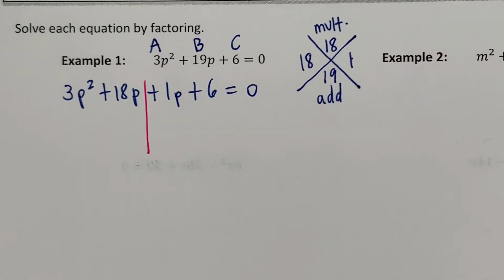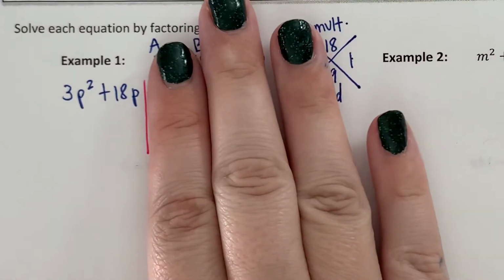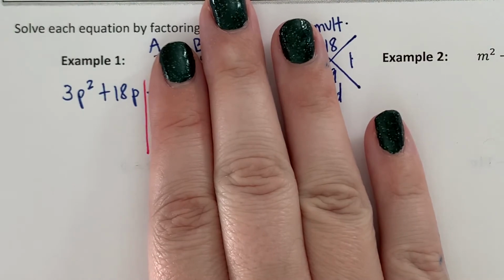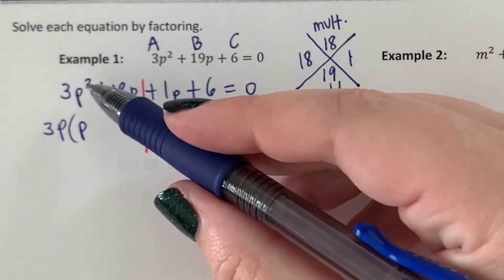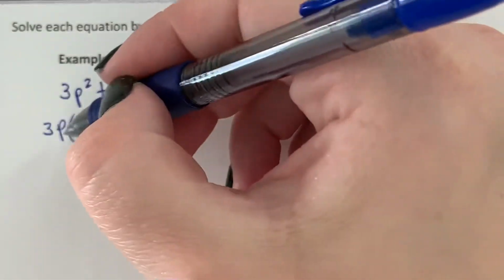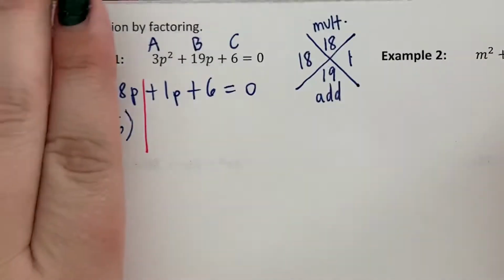And so I can look at my first half. First half, what's my GCF? I could pull out a 3p. 3p times what gives me 3p squared? 3p times p gives me 3p squared. 3p times 6 will give me 18p. Then I can look at my second half.